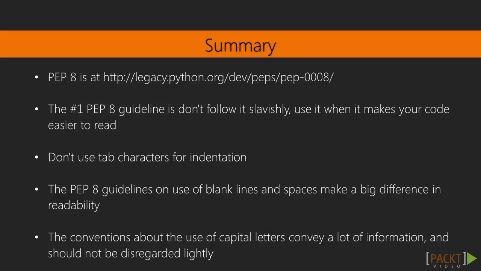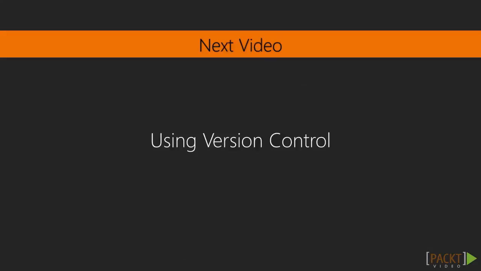So, PEP 8 is online at python.org/dev/pep-0008. The legacy in that URL has been supplanted since I created this slide. The number one PEP 8 guideline is don't follow it slavishly. Use it when it makes your code easier to read. Don't use tab characters for indentation, ever. Just use 4 spaces. The PEP 8 guidelines on the use of blank lines and spaces make a big difference in code readability. And the conventions about the use of capital letters convey a lot of information and should not be disregarded lightly. In the next video, using virtual environments to create a stable and isolated work area.